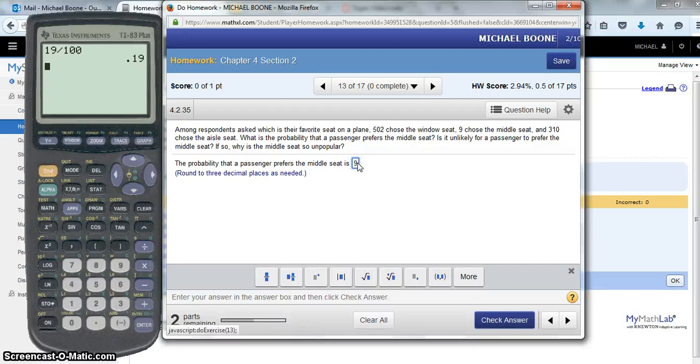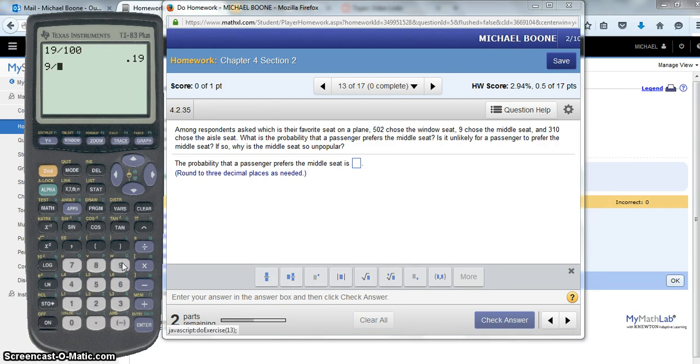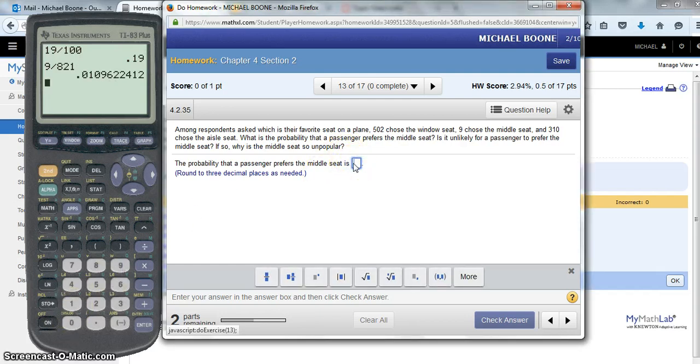So that would be 9 divided by the total, which looks like it is 821. So we get this number. Again, when you look at a probability, it is the successes divided by the total possible outcomes.